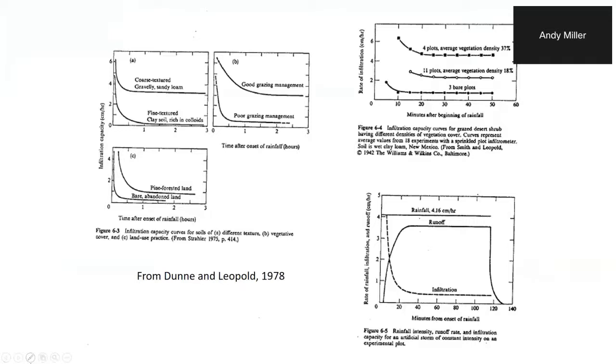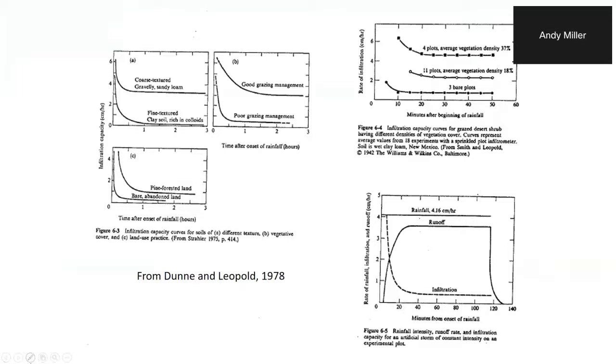Now, these others have more to do with land cover and land management. So over here, you have good grazing management and poor grazing management. So what's that about? What's good grazing management versus poor grazing management? How does that affect infiltration capacity of the soil? Anybody?